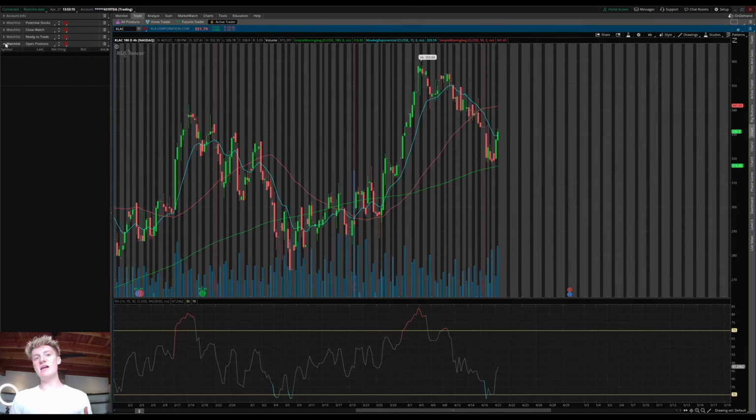Open positions. If I have any open positions, I like being able to see them and pull them up right away and not have to scan through any watch list. So I will add any open positions I have to this watch list, and then once I close, I will take them off. So 4 different watch lists, pretty straightforward.